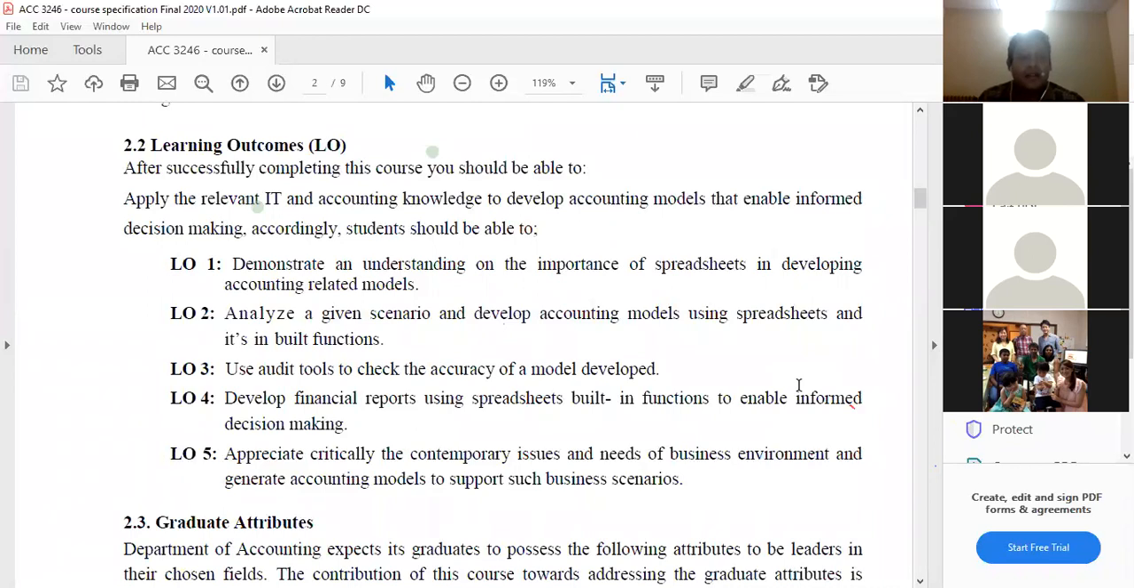Good. Then we are moving to the second learning outcome. It is about analyzing a given scenario and developing accounting models using a spreadsheet and its inbuilt functions. So you would be exposed to different business scenarios, and for these scenarios, you must be able to develop models using the built-in functions. Like if you are given information about a particular loan, you must be in a position to come up with a loan amortization schedule.